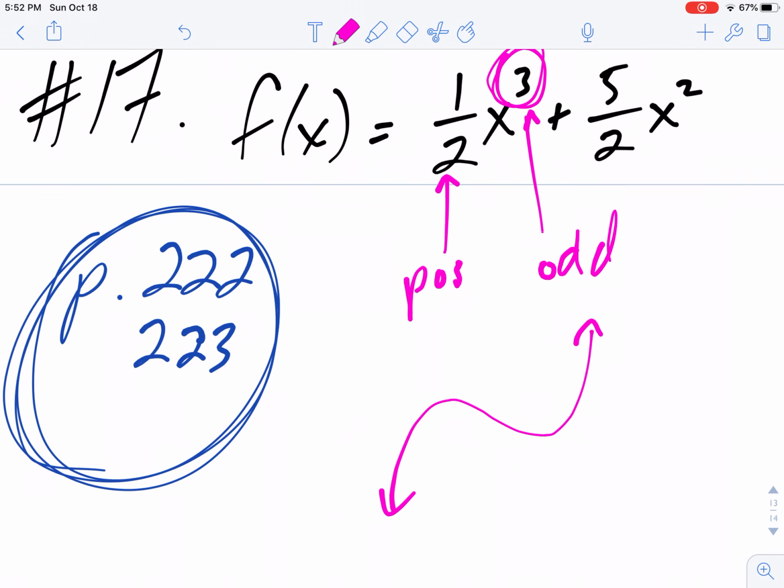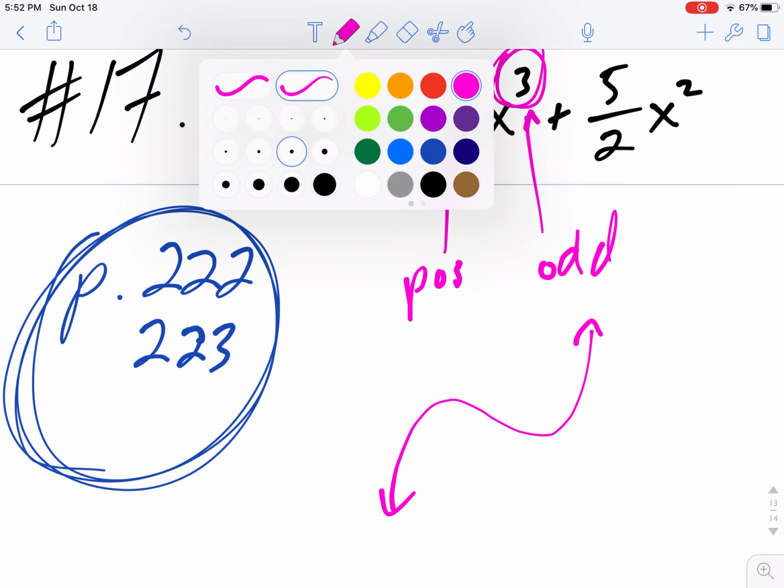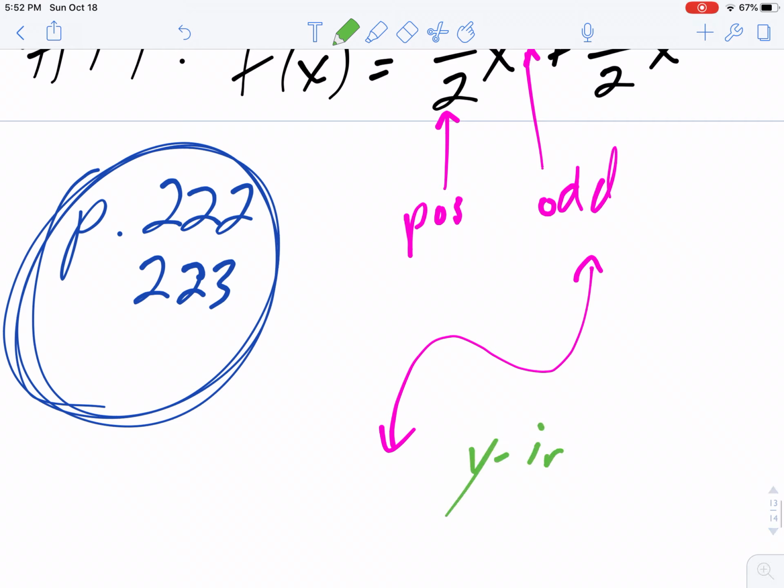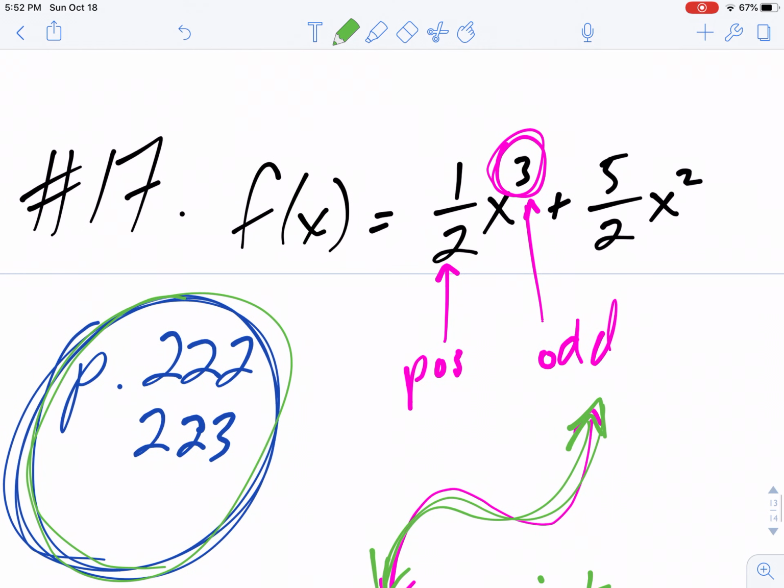Now the other thing, on my multiple choice, there's two of those, but there's one more clue here. The other thing that you need to keep in mind is what's the y-intercept? Well, we know what the general shape looks like. That's nice, and that's outlined on page 222, 223. So we have the general shape, and that narrows it down. But the other clue is the y-intercept.